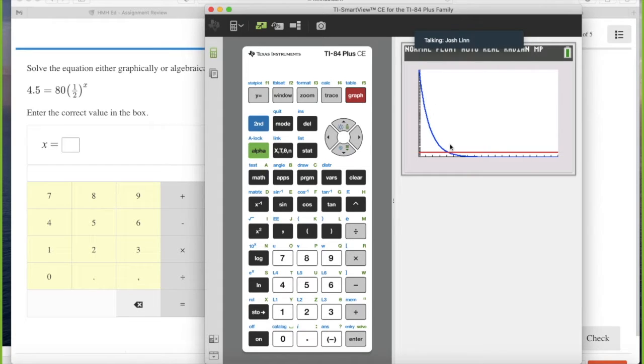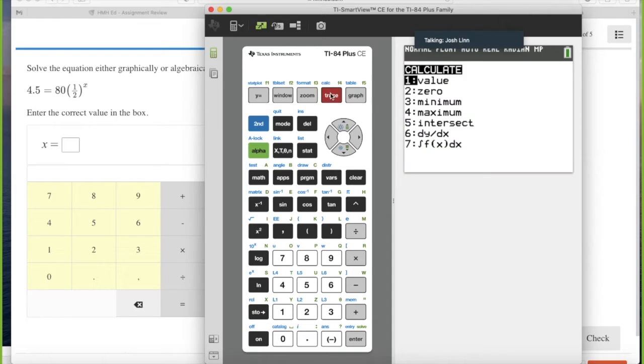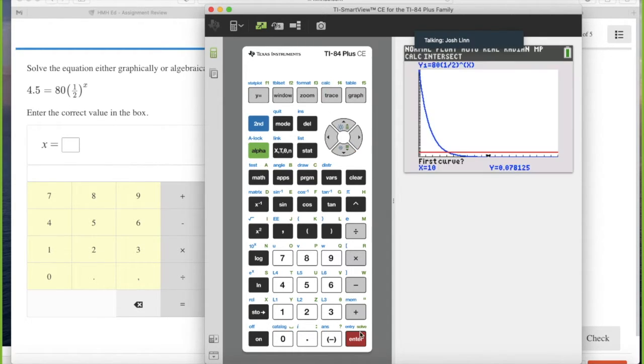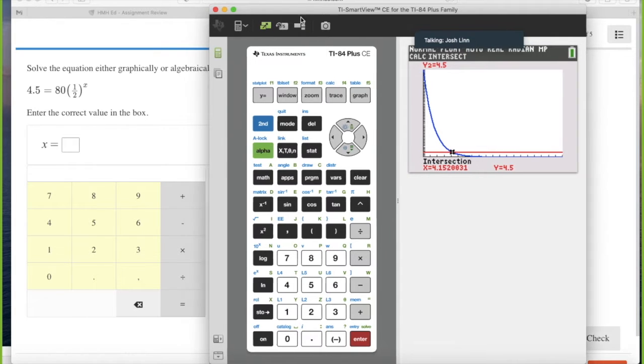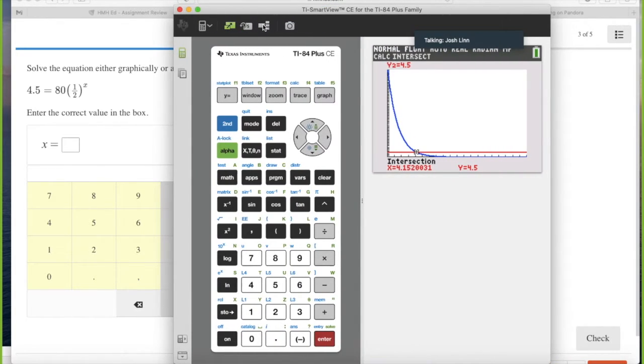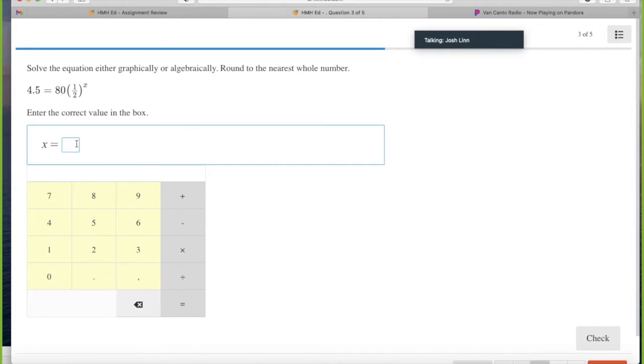So if you wanted to, you could zoom in to get a little bit closer, but we're just going to use our calculator to do the work for us. Use the intersect button. So our first curve is the blue curve, second curve is the red curve, and bam. It intersects at 4.15. It says round to the nearest whole number. So x is going to be equal to 4.